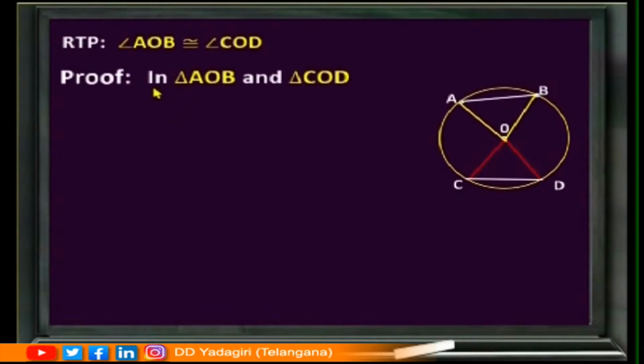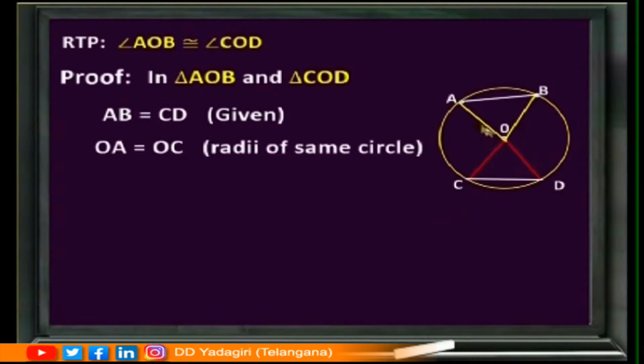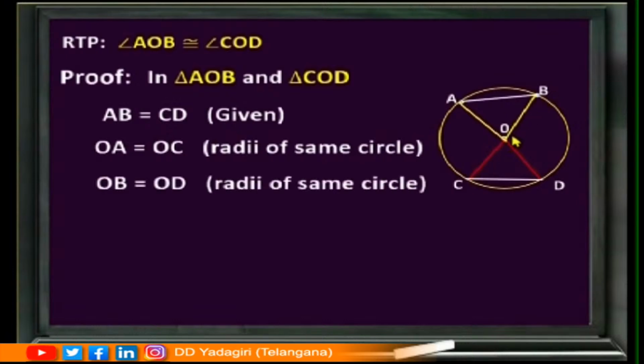So, for proving, in triangle AOB and triangle COD, AB is equal to CD. AB and CD both are equal. This is given because equal length chords we have taken. So, AB is equal to CD, both the equal chords, and OA is equal to OC. This is OA and this is OC, because both OA and OC are radii of the same circle. So, radii of the same circle are always equal. OB is equal to OD. These are also radii of the same circle.